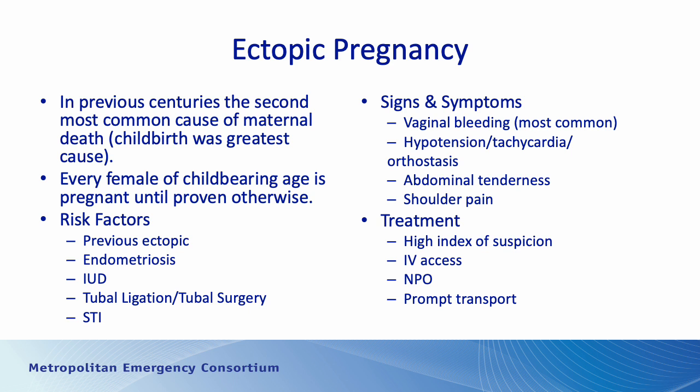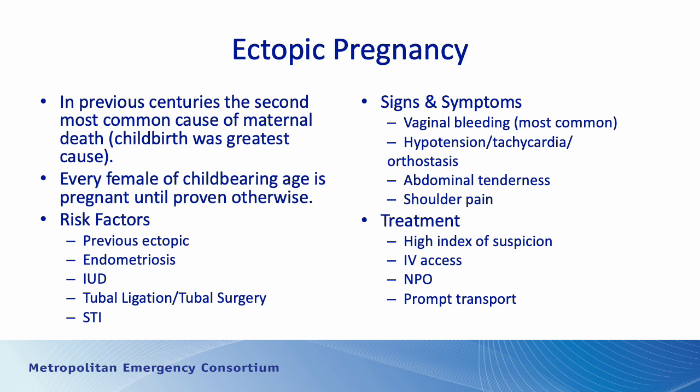What are risk factors for ectopics? Previous ectopic pregnancies. So if you had one, you're at higher risk for another. A history of endometriosis, current IUD use, or previous tubal ligation or tubal surgery are risk factors, as is a history of sexually transmitted diseases. Sexually transmitted infections can cause scarring of the tubes, which makes it easier to develop an ectopic pregnancy. Signs and symptoms, typically the most common is vaginal bleeding.